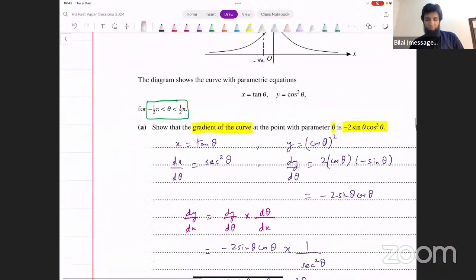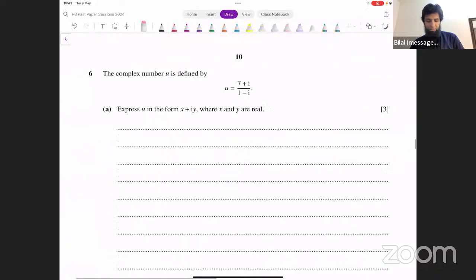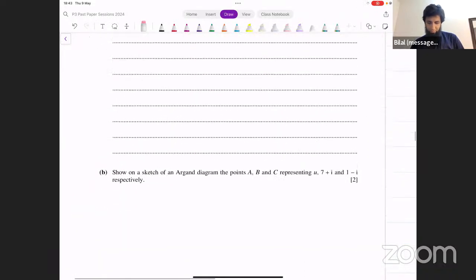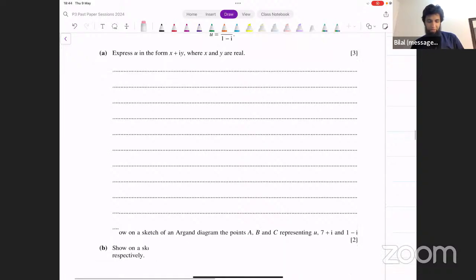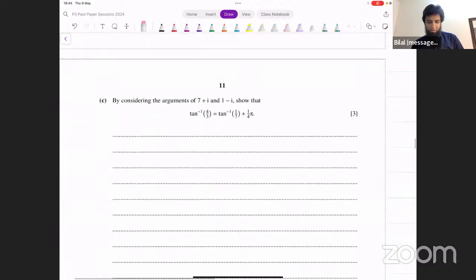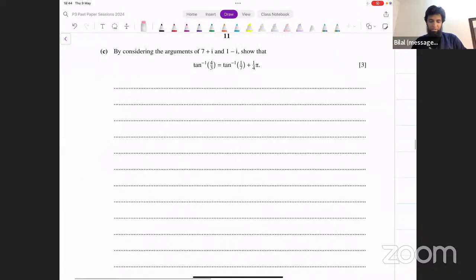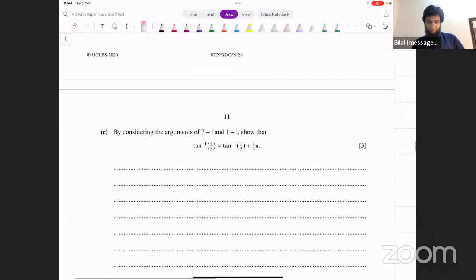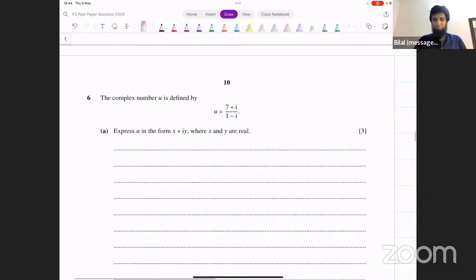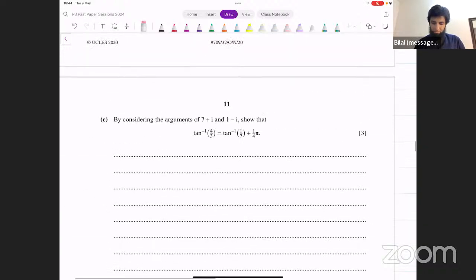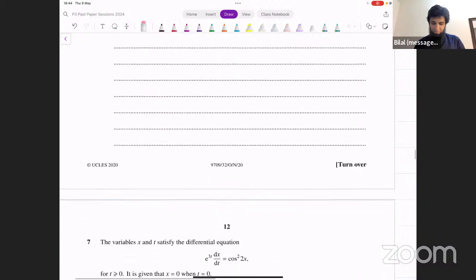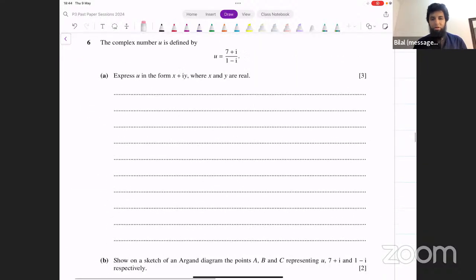All right. Now let's move on to the next question. You have to divide this, and then you have to sketch an Argand diagram representing those points. But considering the arguments, you need to show this: 7 plus i, 1 minus i. Okay, now I'm going to skip the first two parts. I think you're asking about the last part here, right? So let's just focus on the last part. Now for that, we actually need to know the first part's answer. Let me see what that is.